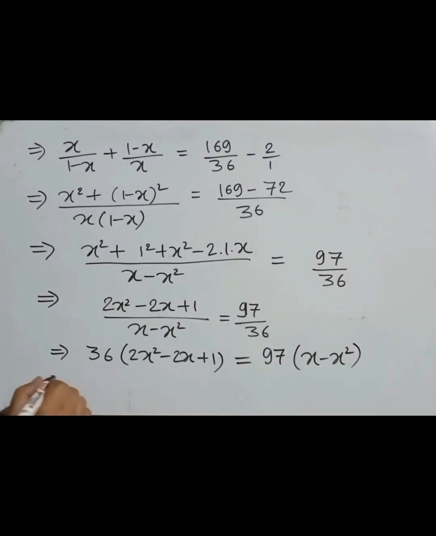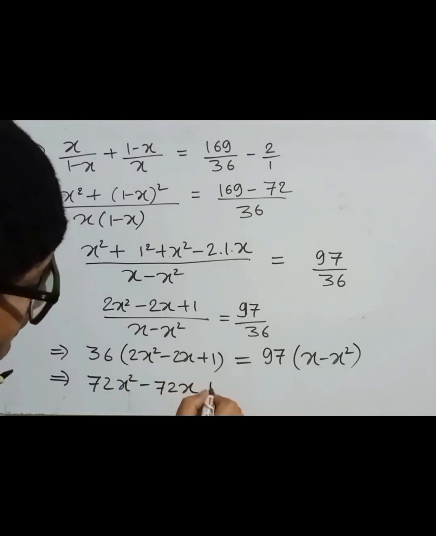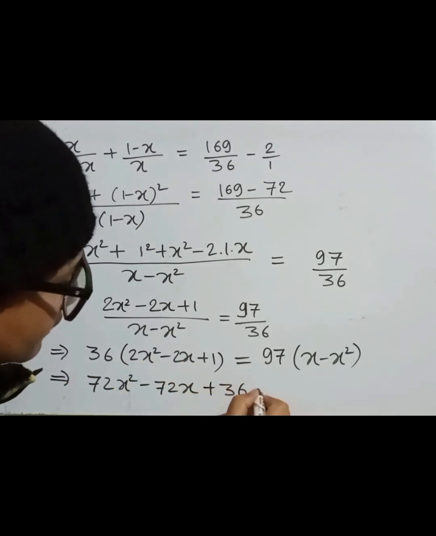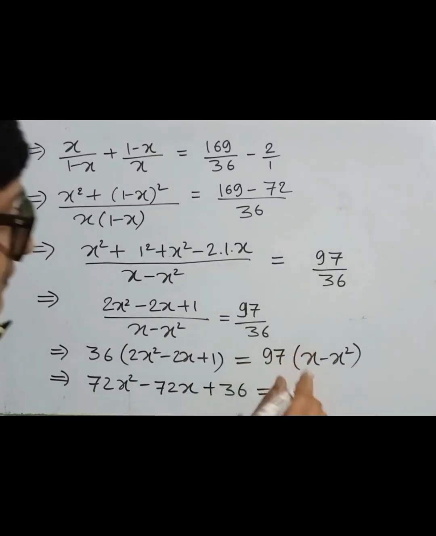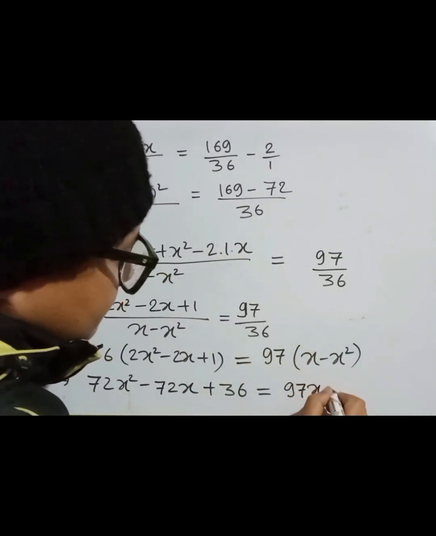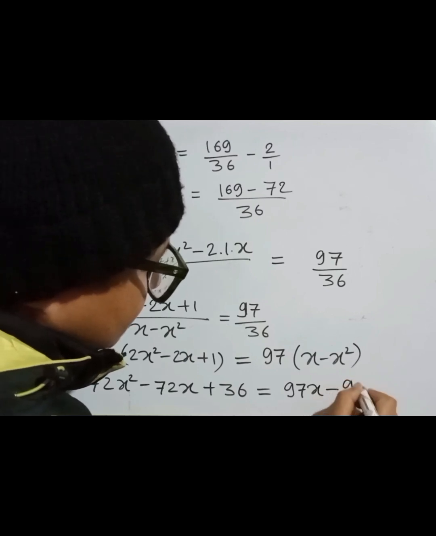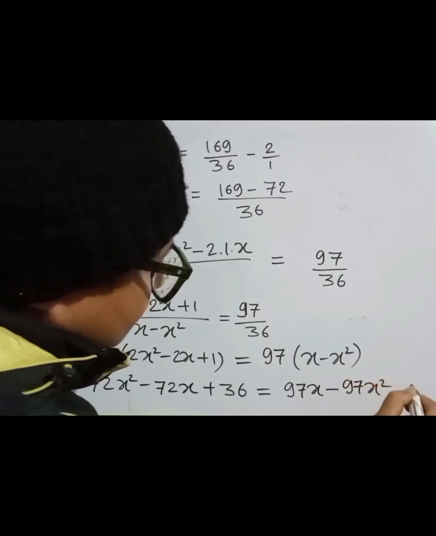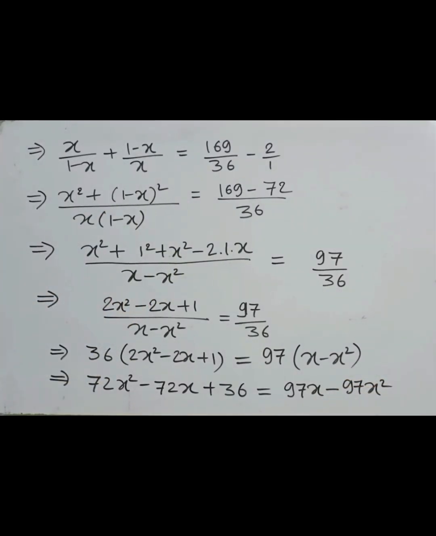And in the next line we can continue: 36 into 2x square is 72x square, 36 into minus 2x is minus 72x, 36 into 1 is 36, and in the right hand side 97 into x is 97x, and minus 97 into x square is minus 97x square.